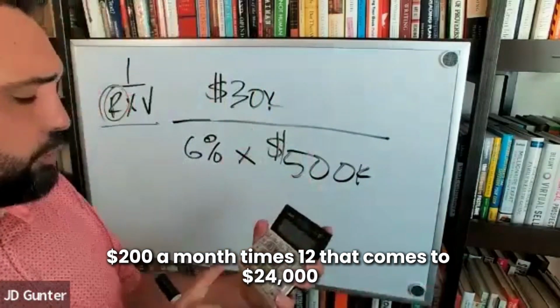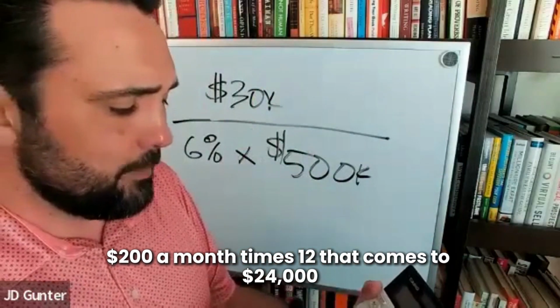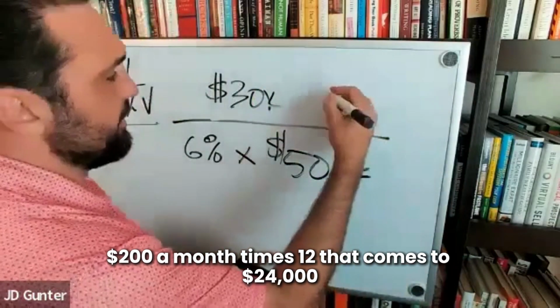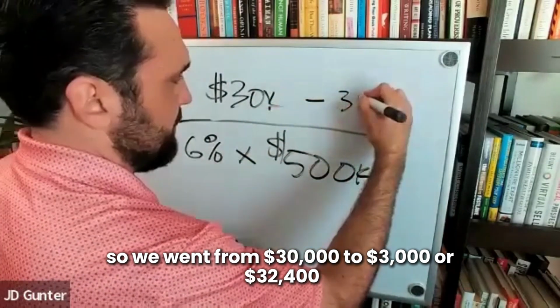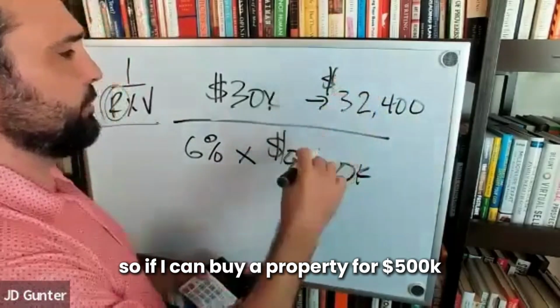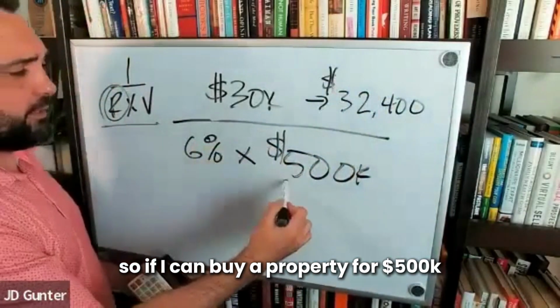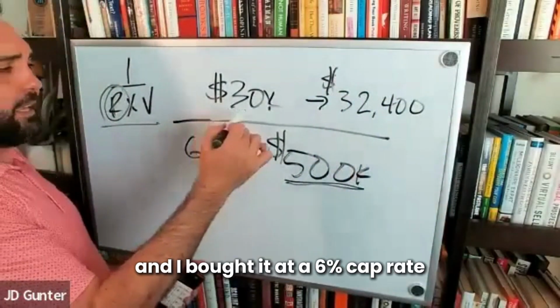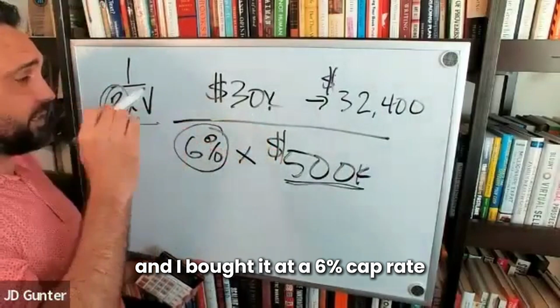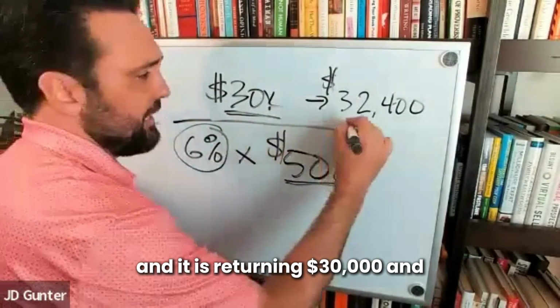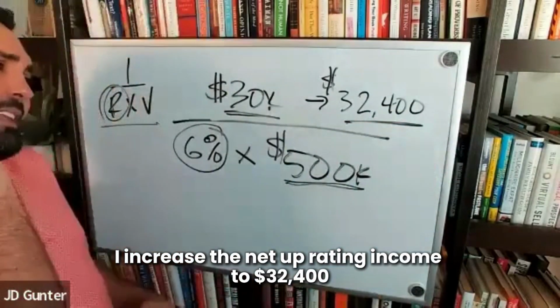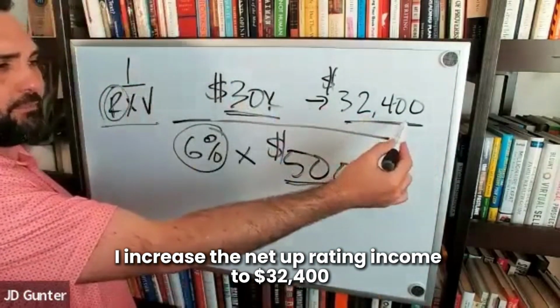But yeah, so $200 a month times 12, that comes to 2,400. So we went from 30,000 to 32,400. So if I can buy a property for 500K and I bought it at a 6% cap rate and it is returning $30,000 and I increase the net operating income to $32,400.